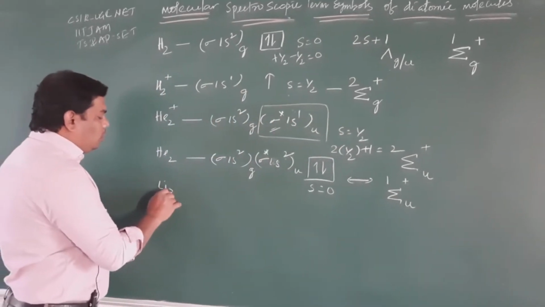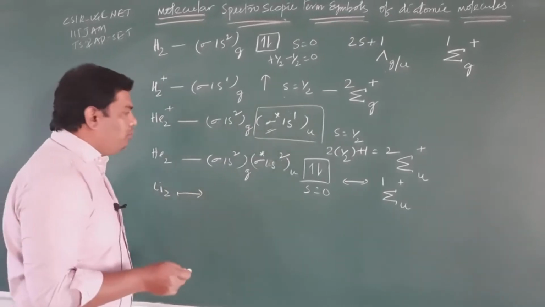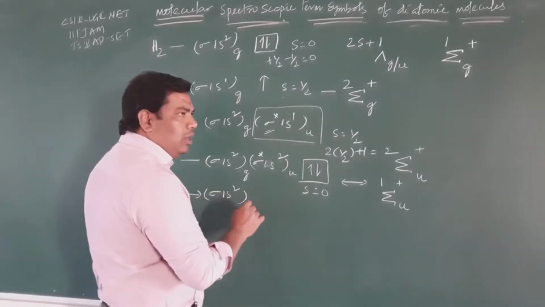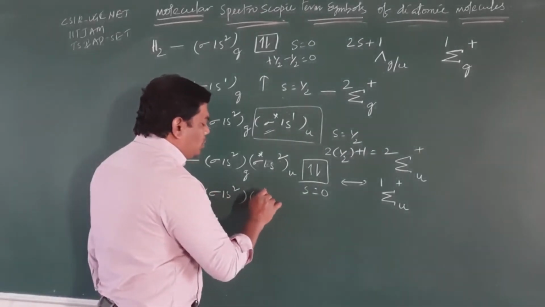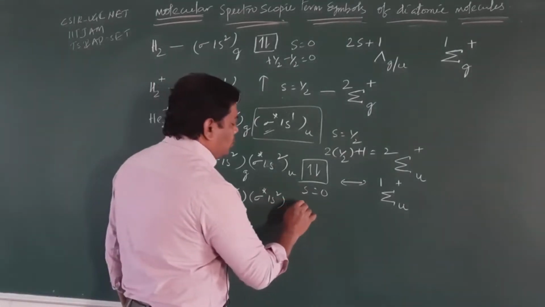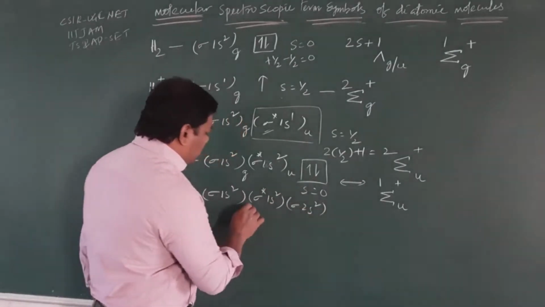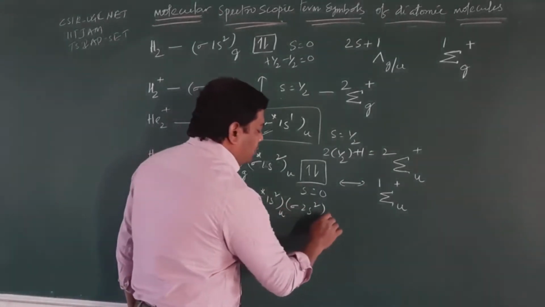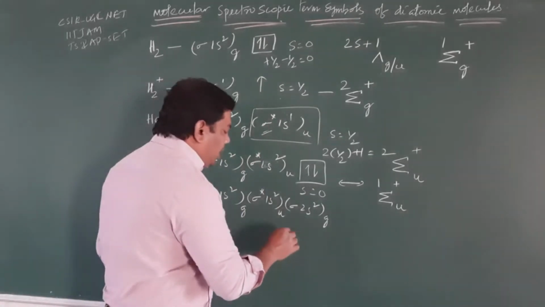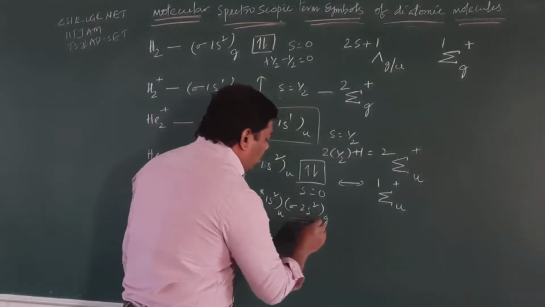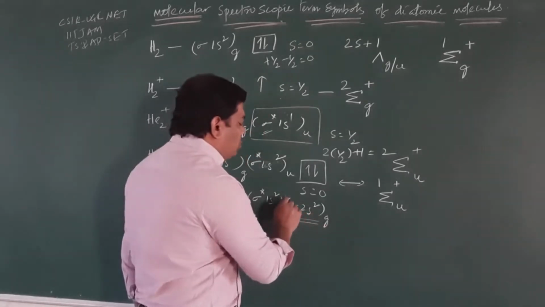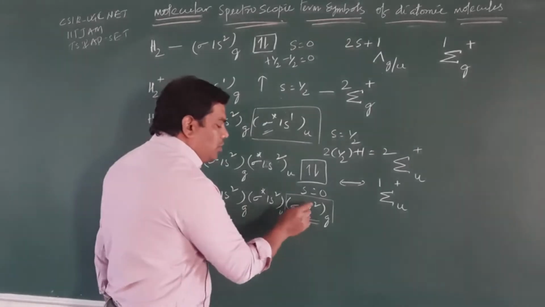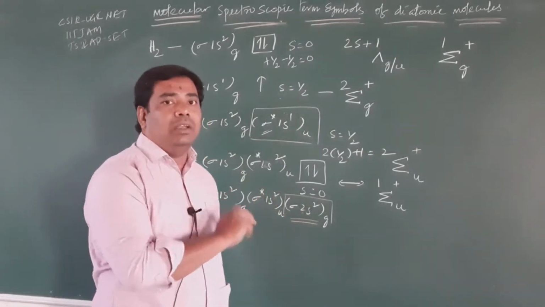Next, we will move to Li2 molecule. Clear? So Li2 means nothing but, student, the energy order configuration: sigma 1s2, sigma star 1s2, then sigma 2s2. So sigma 1s2 is gerade, sigma star 1s2 is ungerade, and sigma 2s2 is gerade. So please, student, focus only on the electrons which are filled in the last orbital. So don't consider these two orbitals. You can consider only the electrons which are filled in the last orbital.